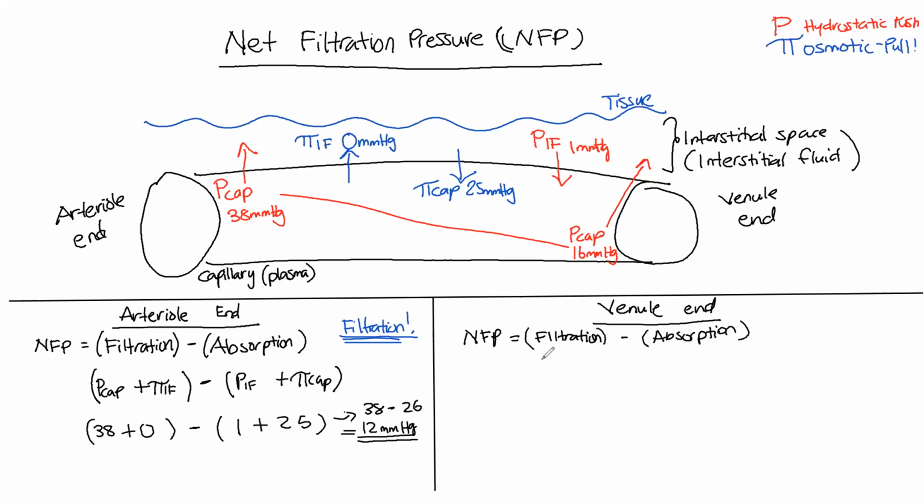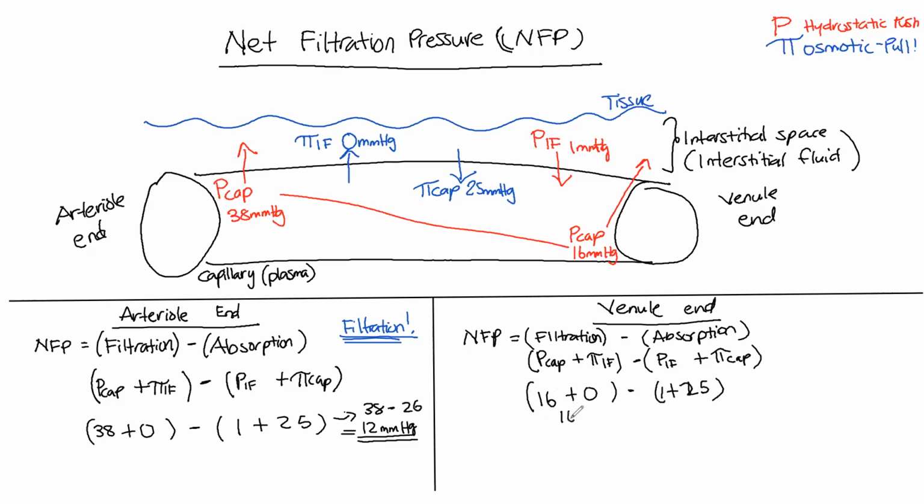We've already established which of these forces is which. That was capillary hydrostatic and interstitial fluid osmotic for filtration, and then interstitial fluid hydrostatic and capillary osmotic for absorption. Again, plugging these same values in, except swapping out the first value here. We're going to put 16 plus 0, and then the same 1 plus 25.